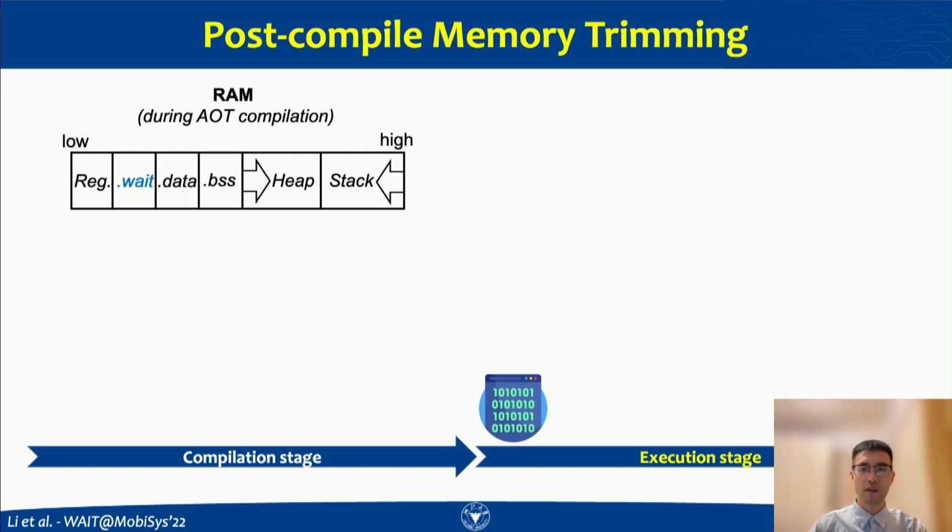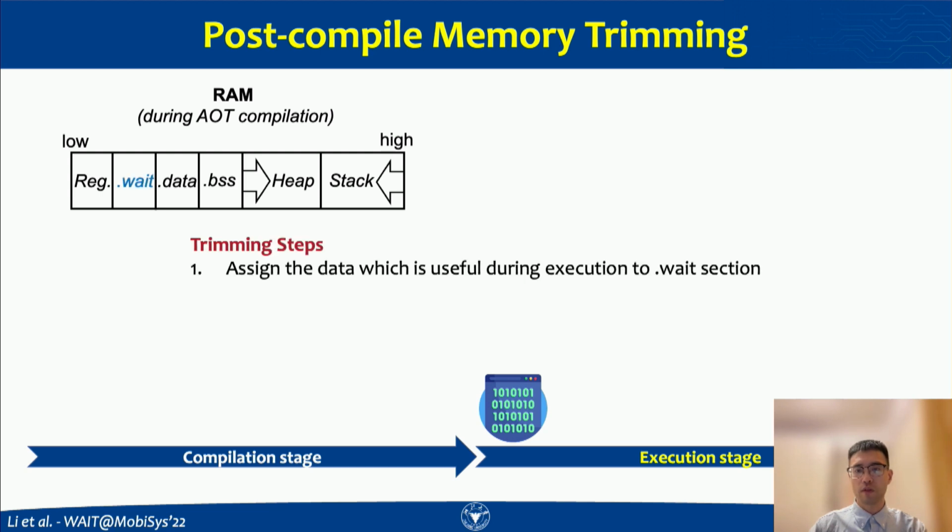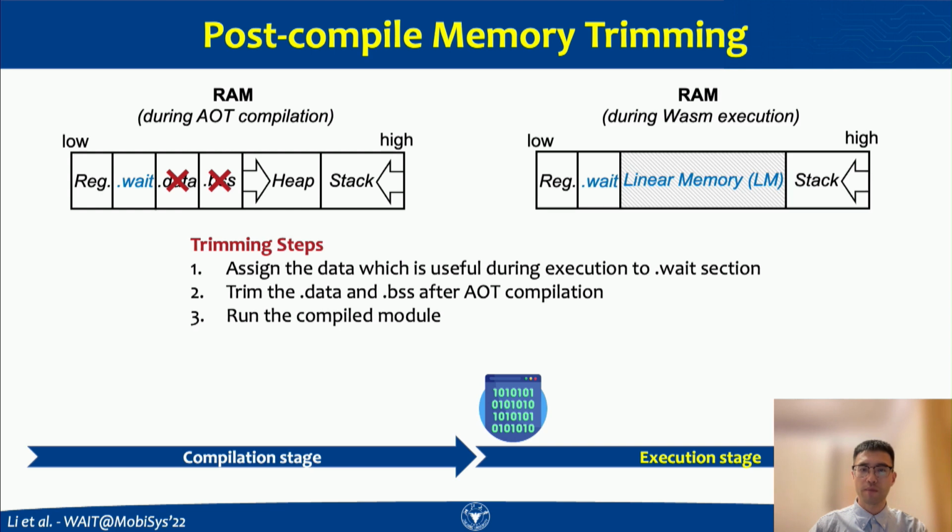Thus, we leverage a post-compile memory trimming to free the unnecessary RAM after compilation. But the useful and useless data intertwine with each other. How can we separate them? In WAIT, we first create a new section named wait and assign the useful data to it. Then, after the AOT, we trim the data and BSS sections to leave more space for the linear memory. This memory trimming technique helps most applications run on IoT devices, but some of the applications still have difficulty running.